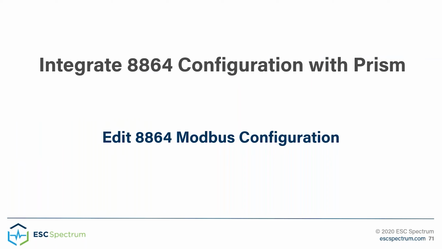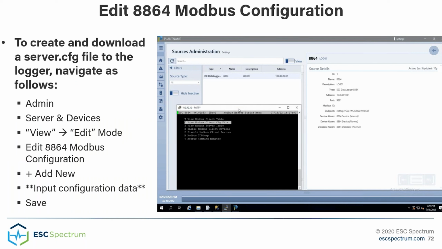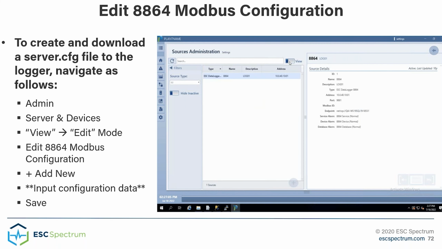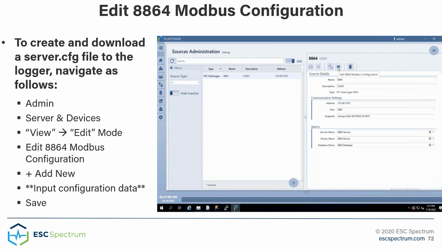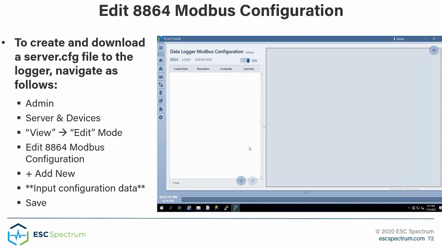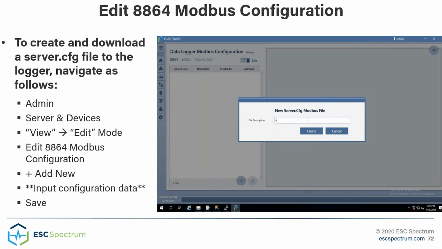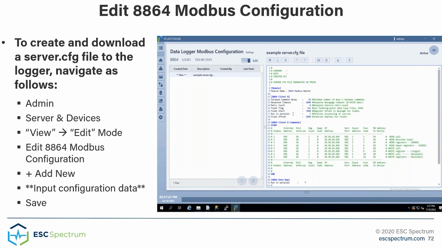We also have a Modbus editor, which I feel like is a pretty cool feature, having dealt with Modbus stuff a lot. But here you can see this 8864 doesn't have a Modbus server.cfg in it. So we can come in here, edit Modbus, hit add new file, and we just give it a name. Just gonna call it example server.cfg here, and hit create. And it will give us a template.